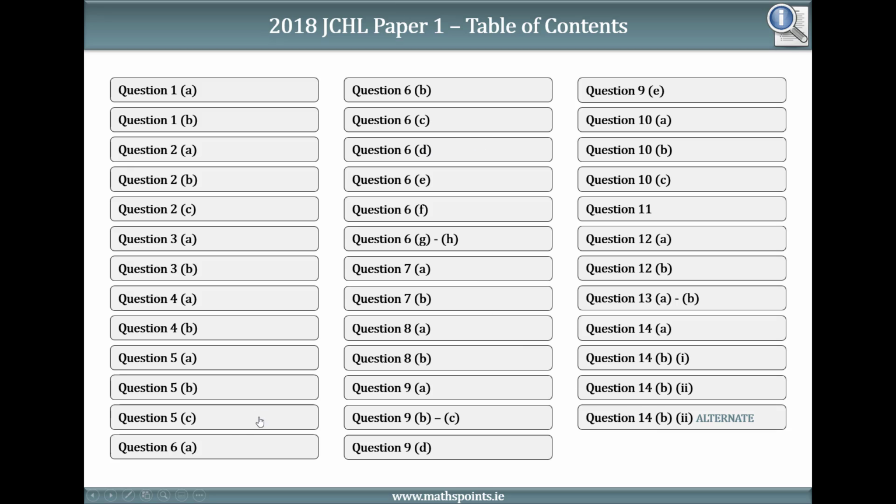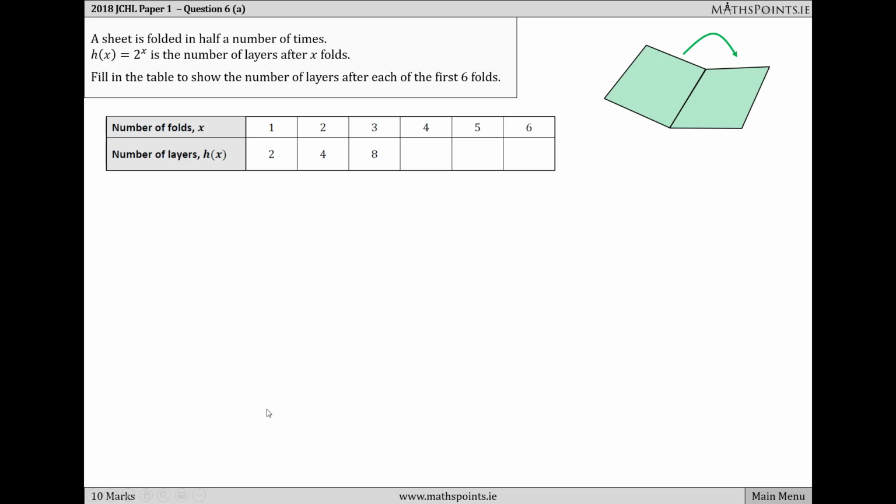So we're going to take a look at question 6 from the 2018 Junior Cert Higher Level paper. It's an interesting question. There's a lot of topics mixed in the one question. So this could be a question we could say is about patterns, but equally we could say this is a question about functions. And it was fairly generously marked, like there was 10 marks for the first number of parts of the question.